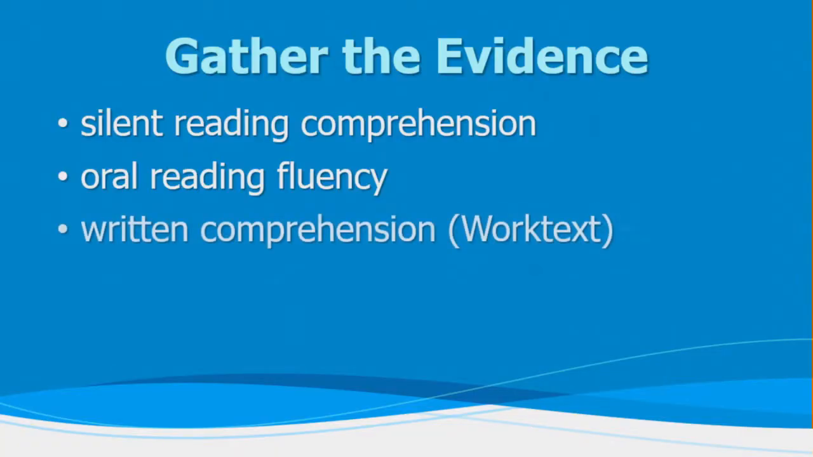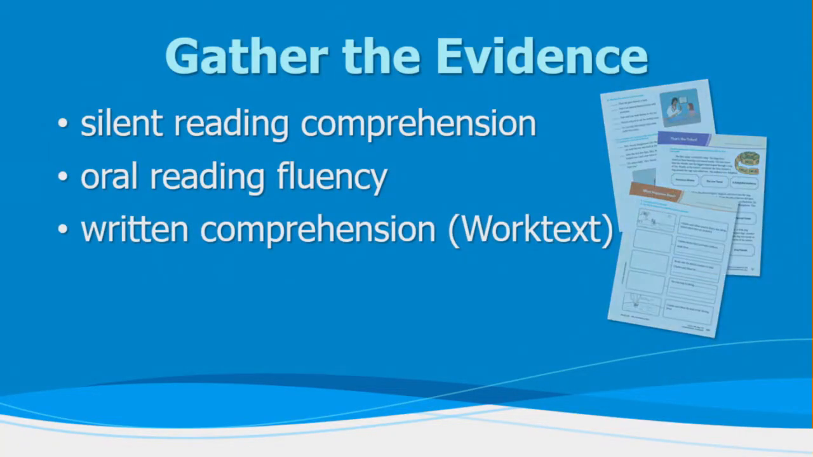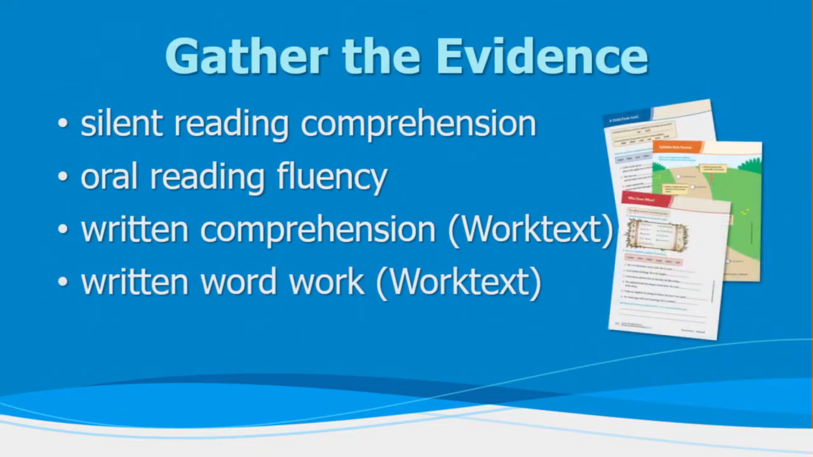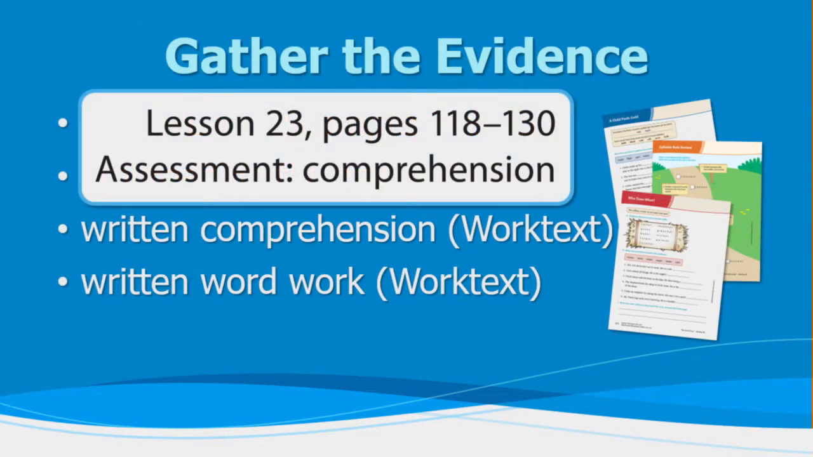Gather evidence of written comprehension from the work text and written word work from the work text. The student work text includes mastery and non-mastery skills. So the word assessment at the bottom of a page is your clue to a mastered skill. Now, if you're confident that your student understands the content, you may choose not to assign or grade every page, but try to select the pages where mastery is expected rather than the pages that are used for the introductory teaching.